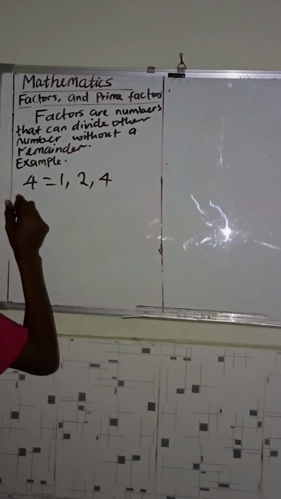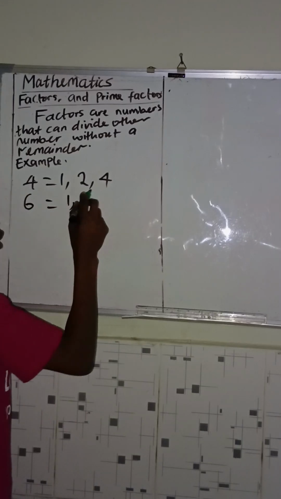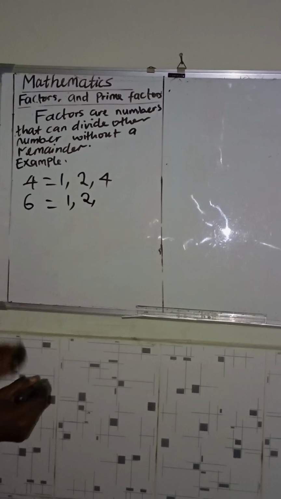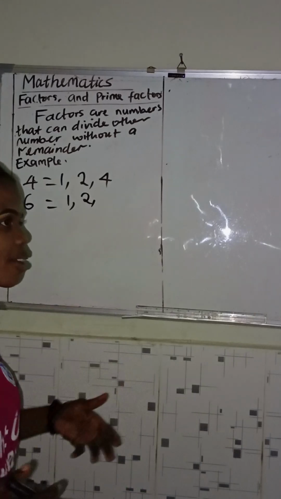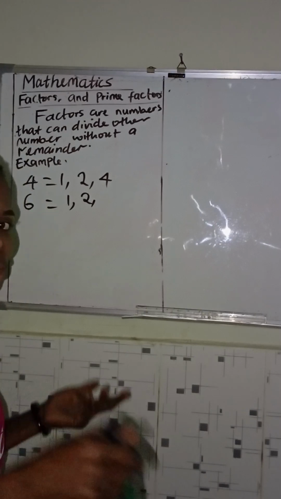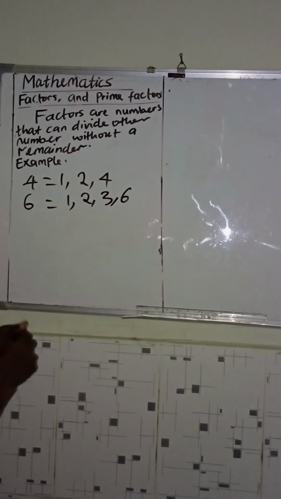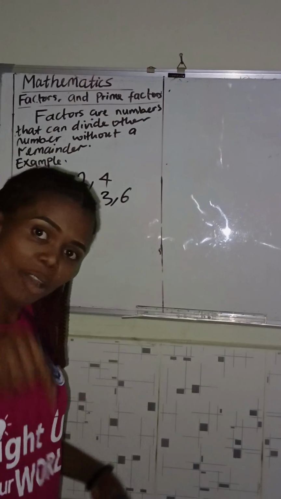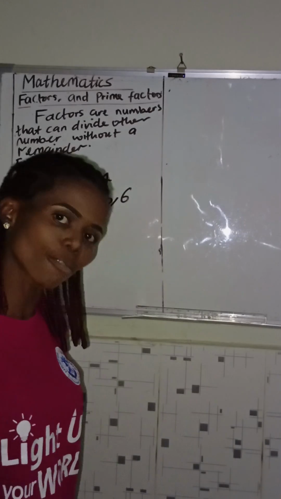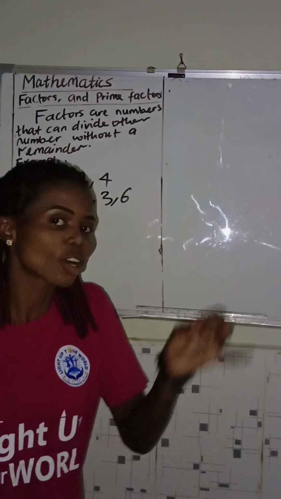The factors of 6: 1, yes, 2. If you want to be sharp, when you look at your times table in your head, 2 multiplied by 3 is 6, 3 multiplied by 2, you'll be able to know that. So 3 and 6. As you can see, 1 is in all of these numbers. Why? Because 1 is a factor of all numbers. And the number we are talking about is still a factor of itself. For every number on earth, 1 and itself is always a factor.